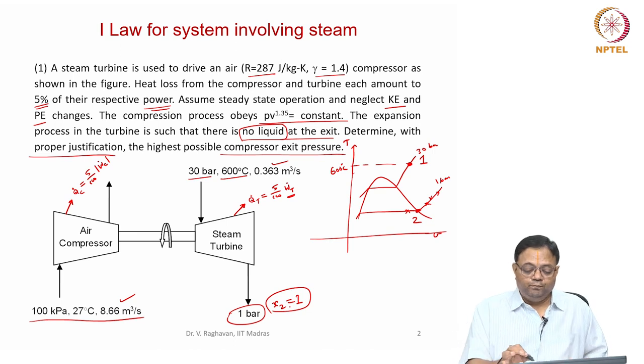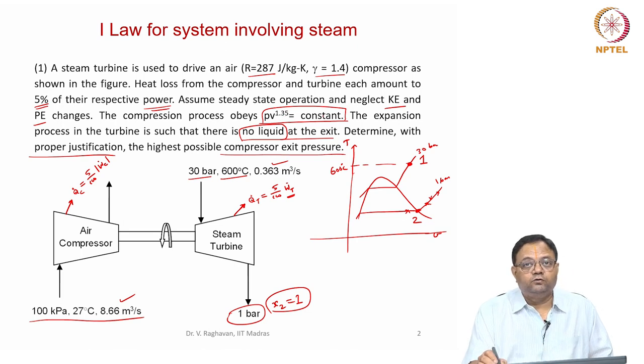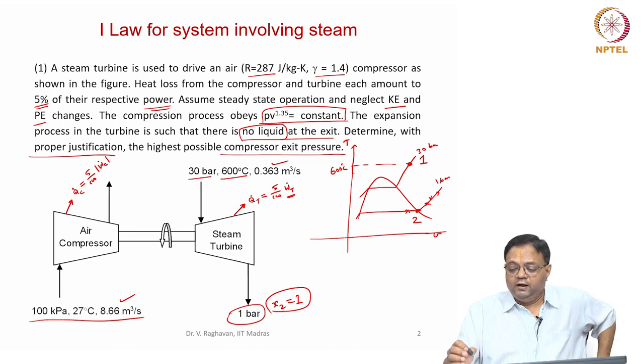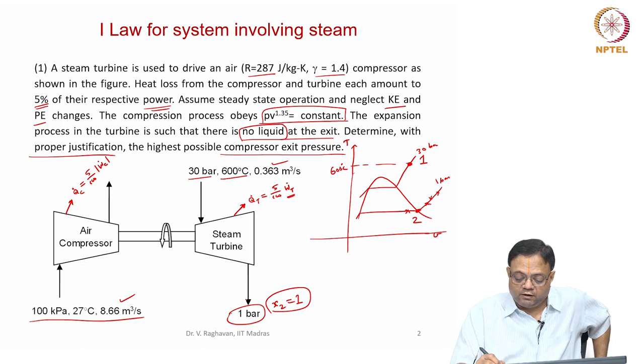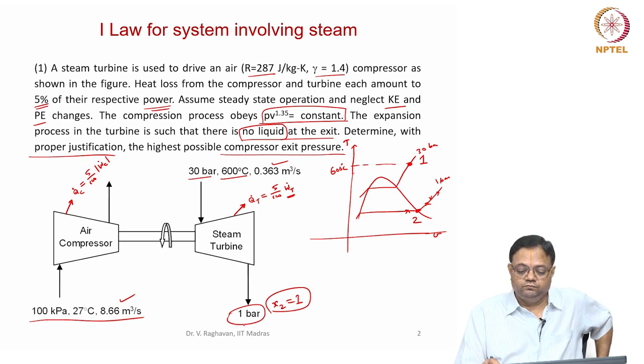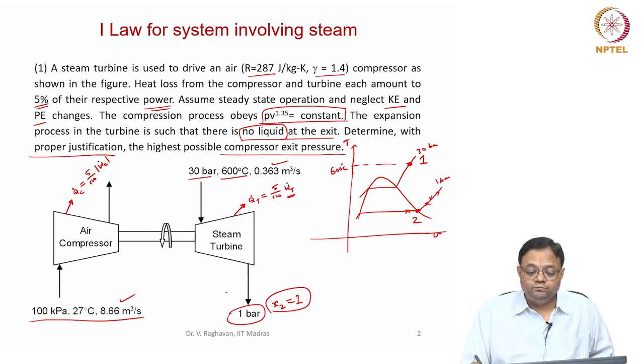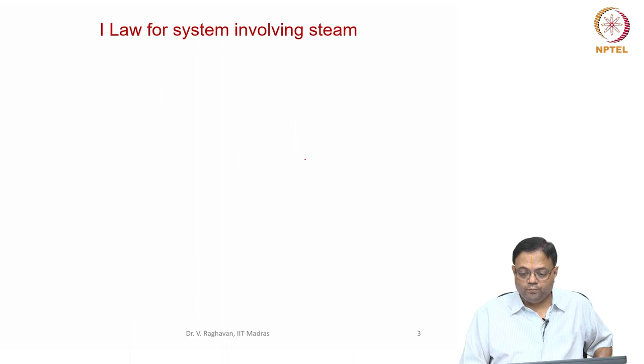There are two important things here. There is a heat loss from the compressor as well as the turbine, and for the compression, PV to the power 1.35 equal to constant is given, from which you have to find the exit pressure. Similarly, for the exit of the turbine, the condition is that no liquid should be there and the pressure should be 1 bar. That is, the pressure ratio of the turbine is 30. Okay, now this is what is given, and let us see how to calculate the highest compression exit pressure. Solution.